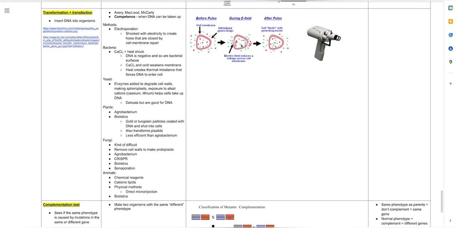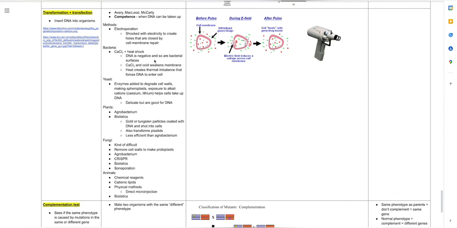into them. So, at the end you'll have a whole cell, but it has what you wanted to be introduced inside now. A specific bacteria technique is using CaCl2 and a heat shock. The reason you do this is because number one, DNA is negative and bacterial surfaces are too, and when things have the same charge, they like to repel each other. So CaCl2 basically helps give the DNA a more positive charge and sends it in better.